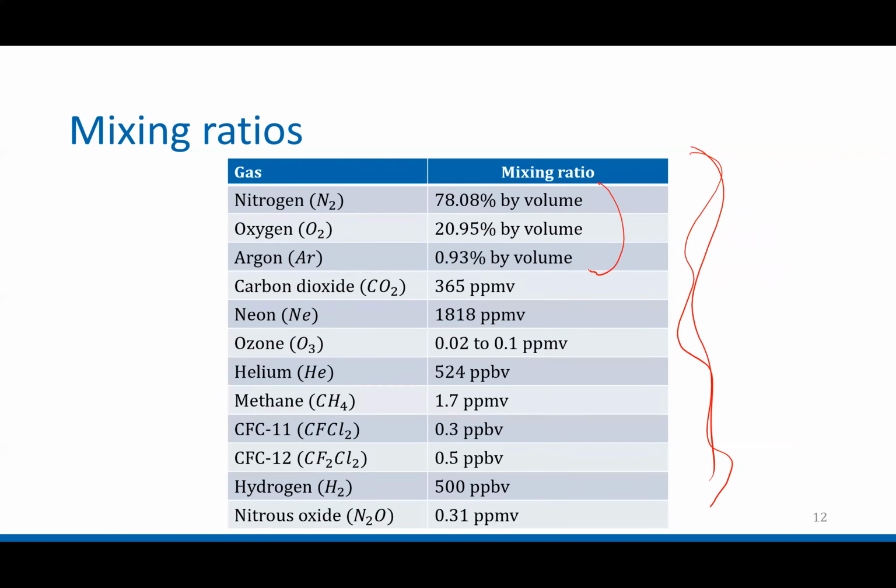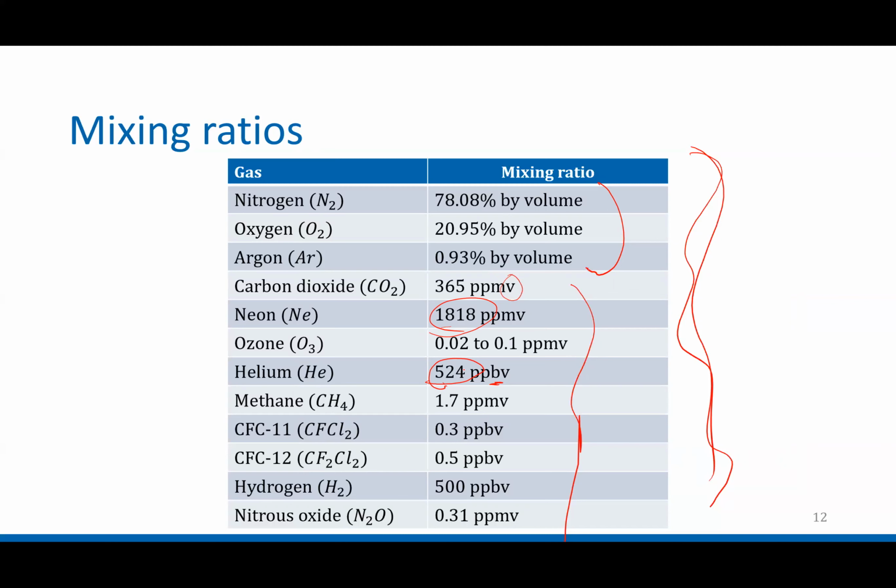So we have the big three on top: nitrogen, oxygen, argon. These have a V after them. They're parts per million by volume. So carbon dioxide, compared to all the other gases in the atmosphere, it's 365 parts per million by volume of the other gases in the atmosphere. Neon, much higher, 1800, sorry. Helium, this looks like it's big, but remember, B, parts per billion, 524 parts per billion.